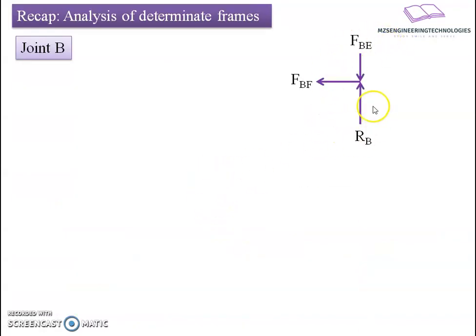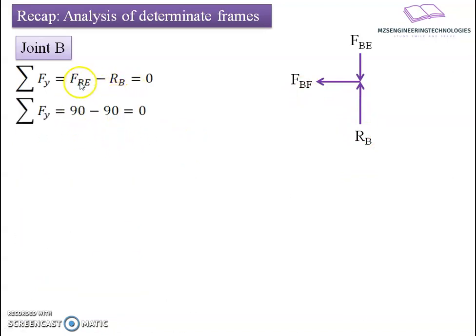Now I will take the next joint B and write the equilibrium equation for it. At joint B, three forces are there: Fbe, Fbf and Rb. If I write for the vertical direction, it will be Fbe minus Rb. We know the Fbe value from previous studies is 90 and Rb is 90, so the resultant is 0. This means there is equilibrium, and this is a validation of your analysis. Similarly, if you move towards the x direction, there is no counterbalancing force for Bf. Bf will be acting as a null force member, a zero force member.